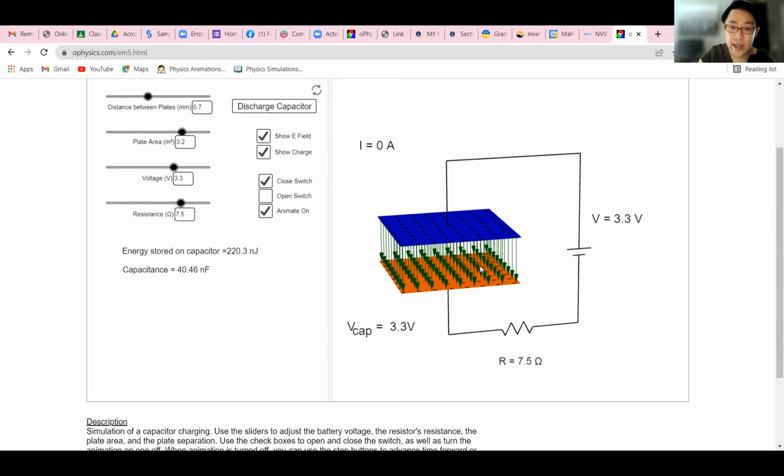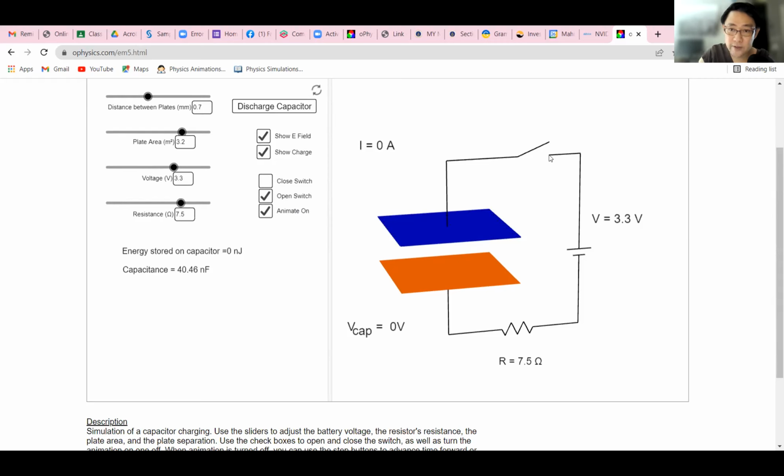And you have a button on the left called Discharge Capacitor. That means I want to get rid of everything and start all over again. Let me do it one more time. It doesn't have a slow-mo version of this, but let's give it a shot. Right now it's blank, so these two plates are neutral, zero.